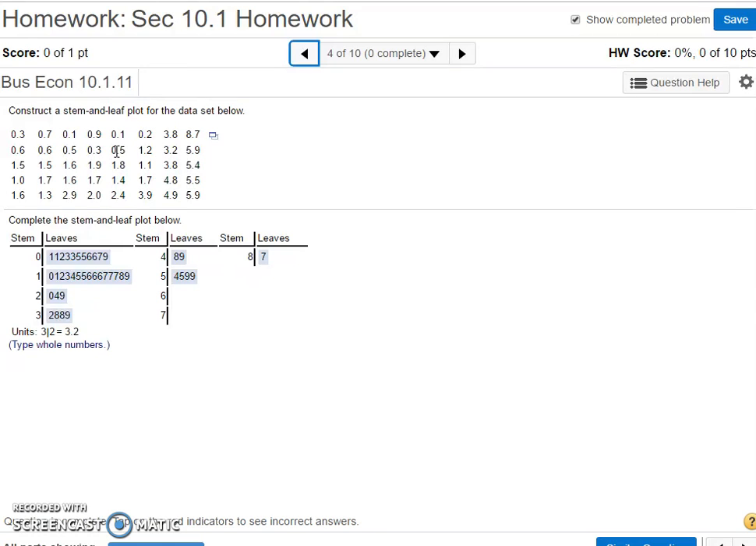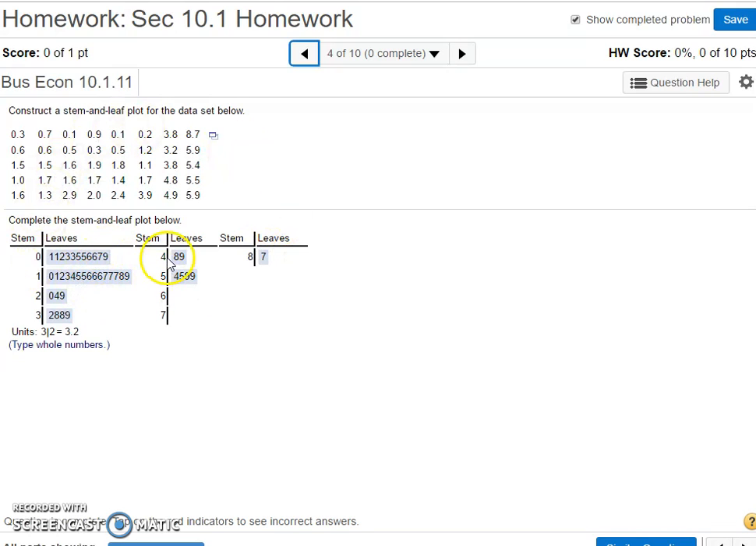And what I have to make sure is that everyone is represented. So see how I have 0.1 and I have 0.1? That's why I have 2 1s here. With my 0 as the stem, I have 2 1s for my leaves because I have 2 0.1s here. I have one 0.2, so that's where this 2 comes from. I have one 0.3. That's why I have one 3 down here. I have 0.5 twice. That's why I have 2 5s down here. I also have 0.6 twice, so 2 6s here, one 0.7, and one 0.9.